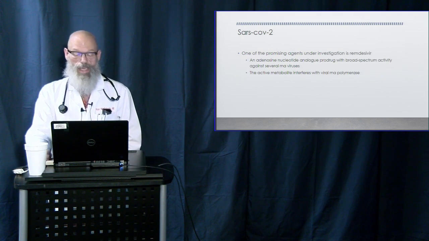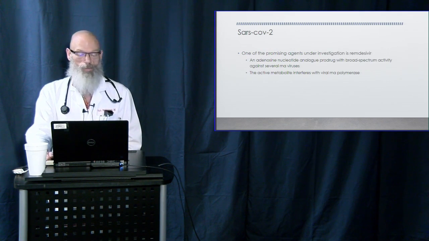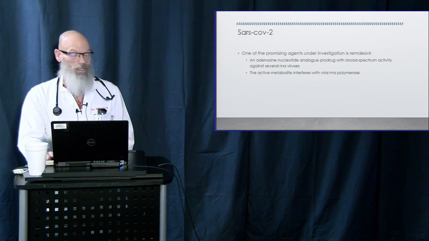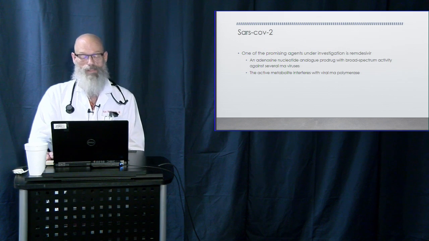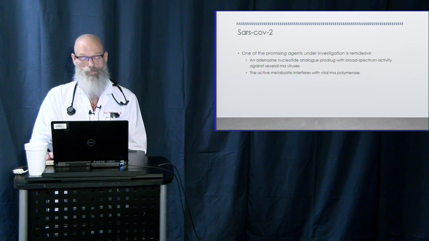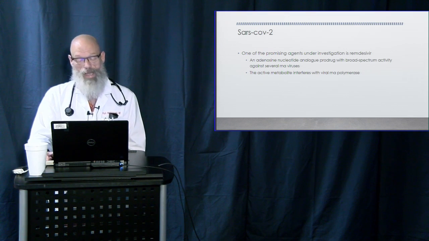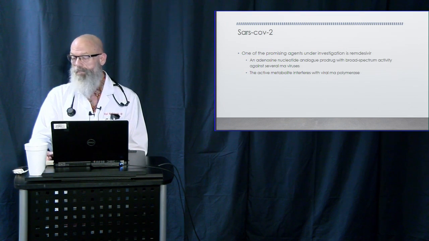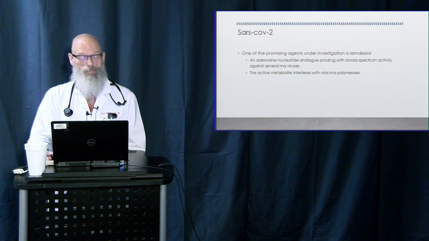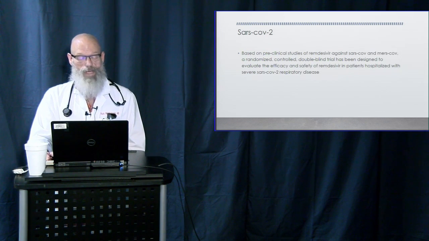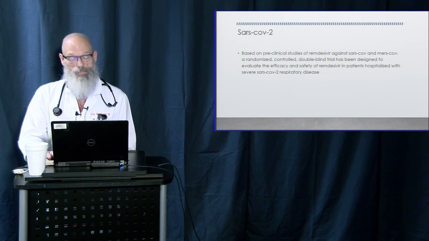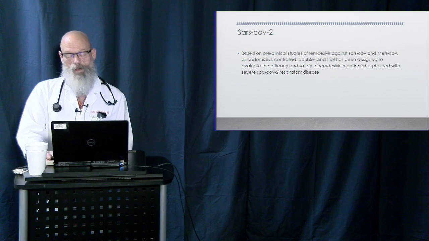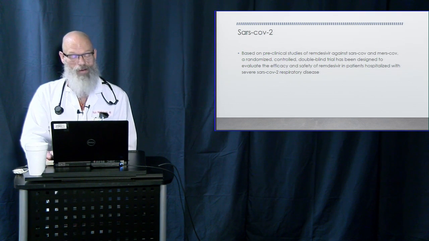Because one of the promising agents that's under investigation is called remdesivir. It's an adenosine nucleotide analog. It's a prodrug, and it has broad spectrum activity against several RNA viruses. The active metabolite interferes with viral RNA polymerase. And that's the mechanism of action. It was actually studied against SARS coronavirus 1 and MERS coronavirus.